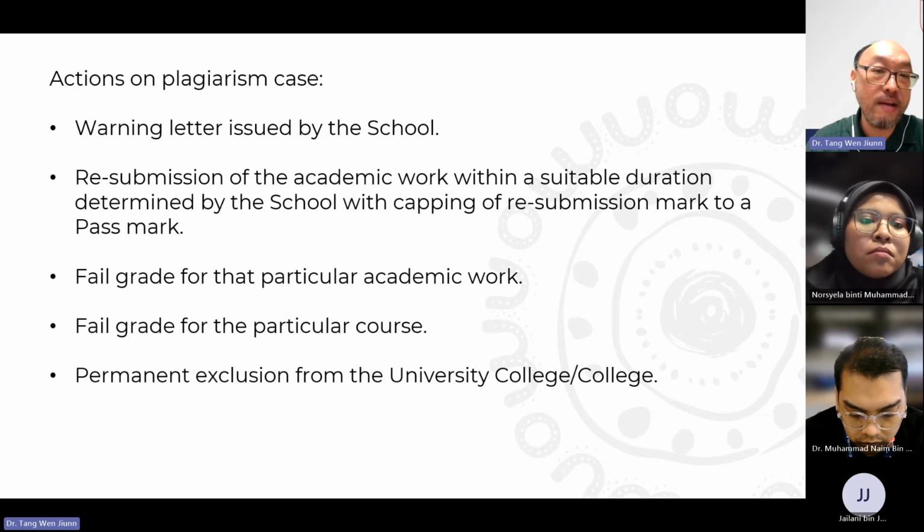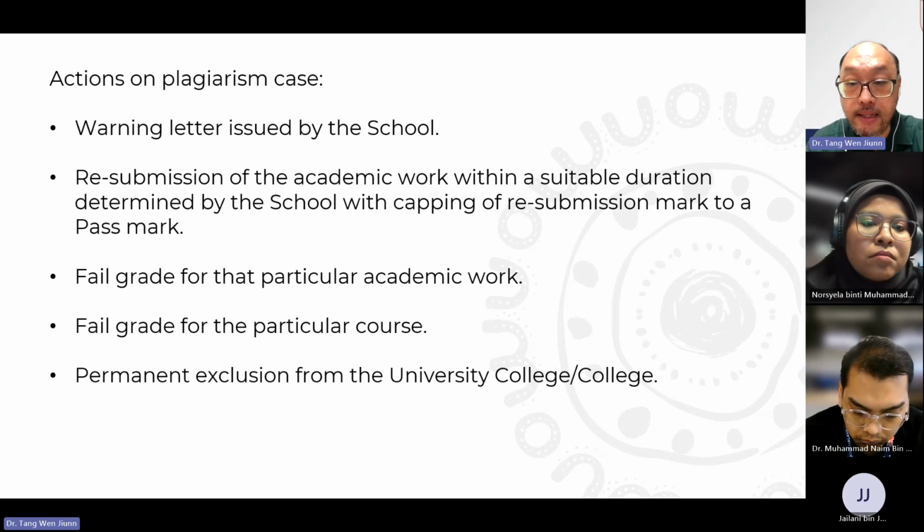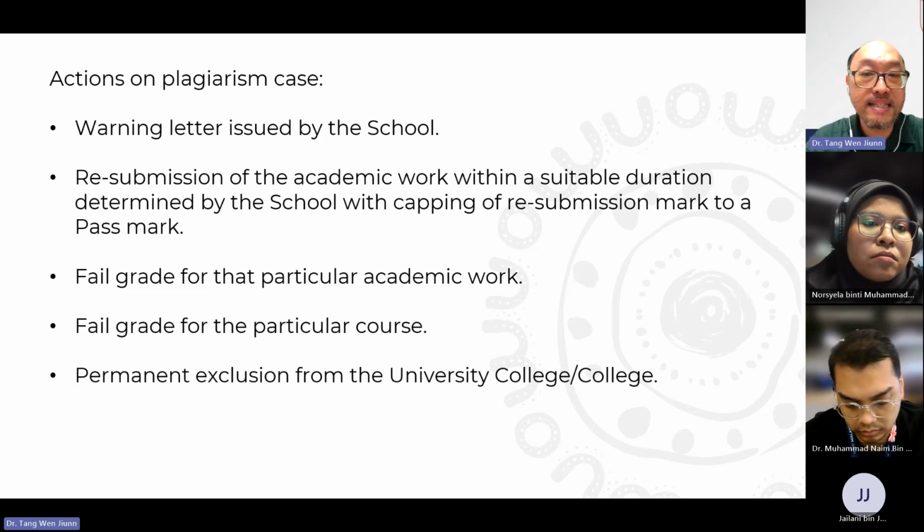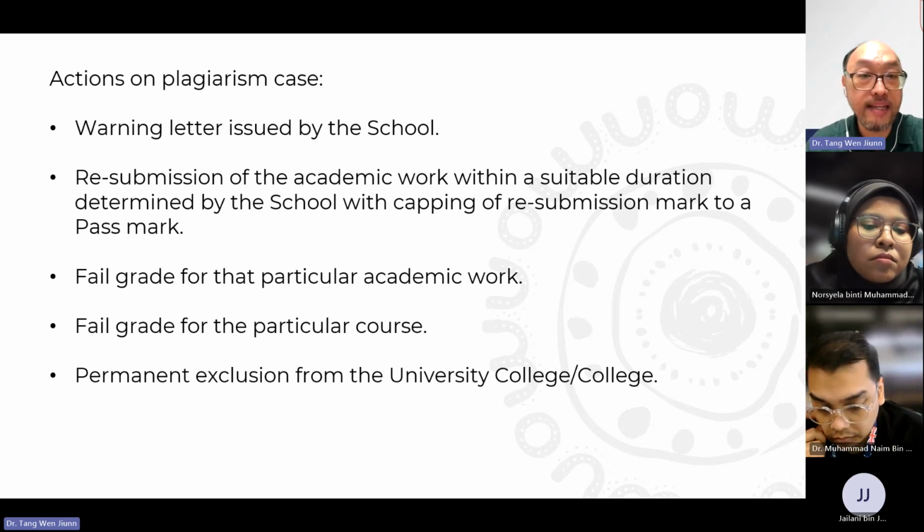Okay, so the schools have the right to do this. They can give a fail grade for that particular work, or a fail grade for the entire course, depending on the nature. Or, worst case scenario, they can get exclusion from the college or UC. In other words, they get kicked out of the course.